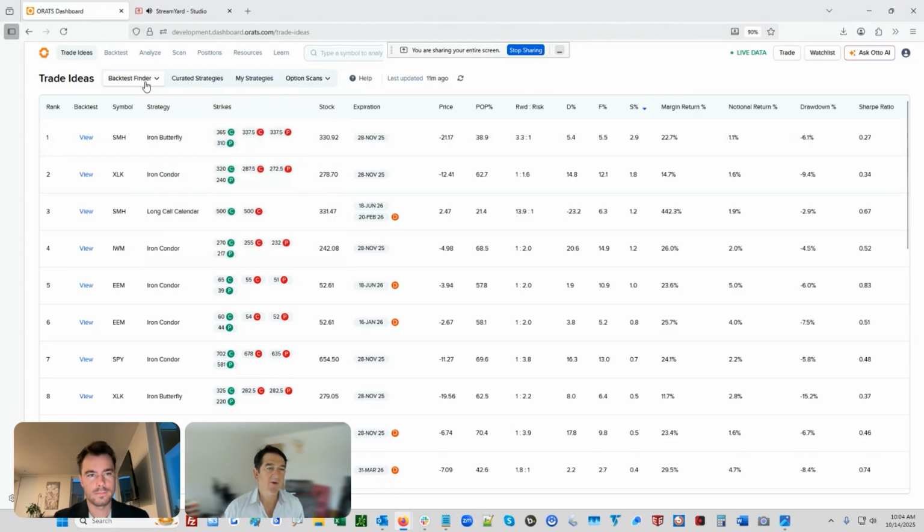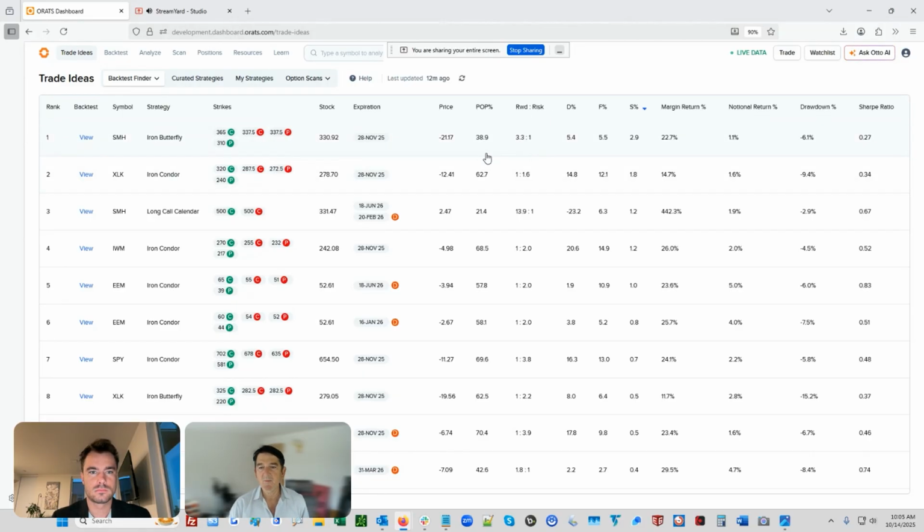But we're going to start with what comes up first in the ORATS dashboard, and that's the backtest finder. So you'll notice that there's an SMH iron butterfly. It shows what the legs are. It shows where the stock is, the expiration or expirations, and what the price of the trade is, the probability of profit, the risk reward. So these are all very related. You want those to relate.